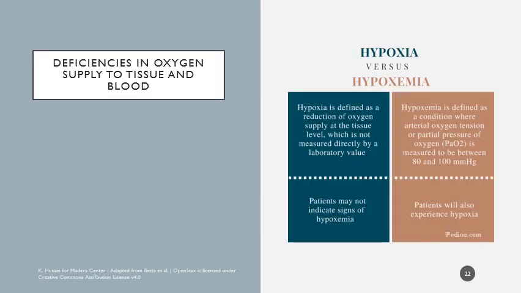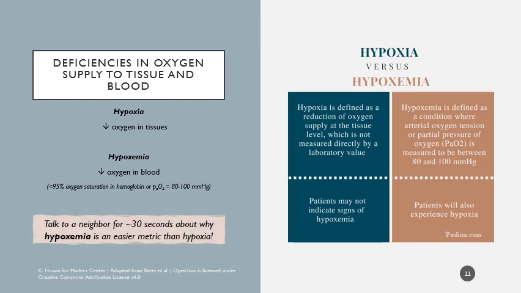Okay, when we're thinking about what's actually happening with the oxygen in our blood, there's a couple of different metrics we can use. Hypoxia specifically refers to a decrease of oxygen in your tissues. And so when you're hypoxic, you may or may not be experiencing hypoxemia. Hypoxemia is when you have very low oxygen in your blood. That's considered less than 95% oxygen saturation of hemoglobin, or the partial pressure of arterial oxygen between 80 and 100 millimeters of mercury. So if we were in class, I would have you think about why hypoxemia is easier to measure than hypoxia.